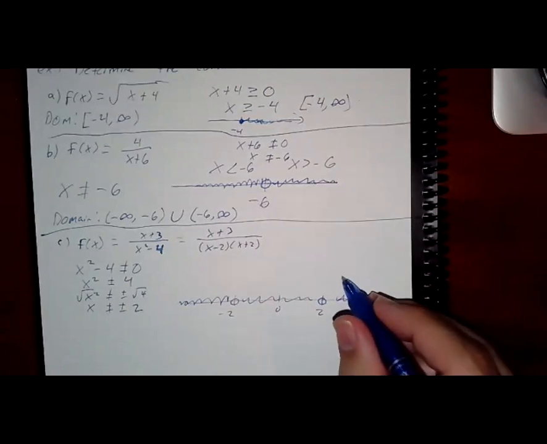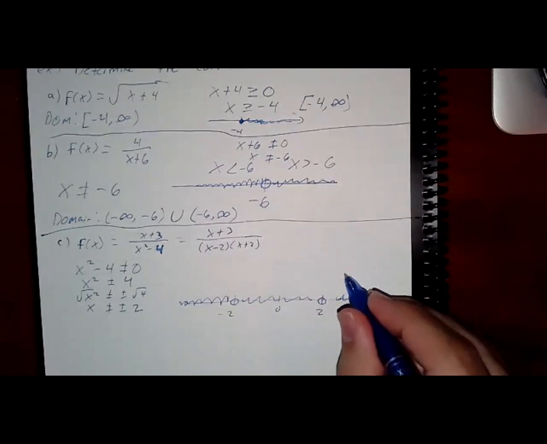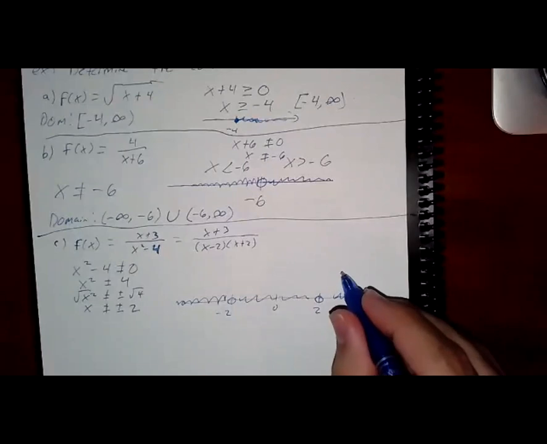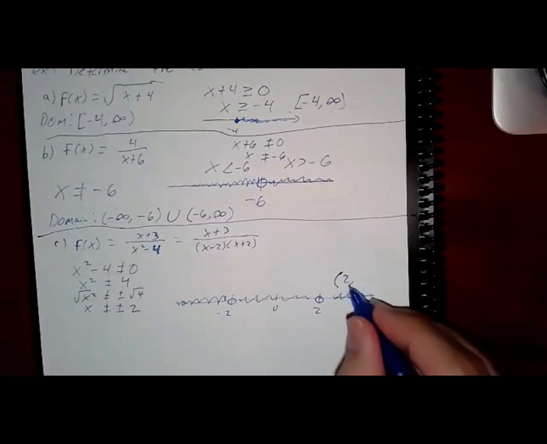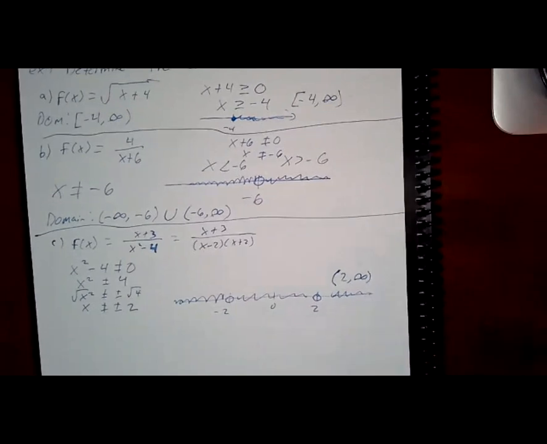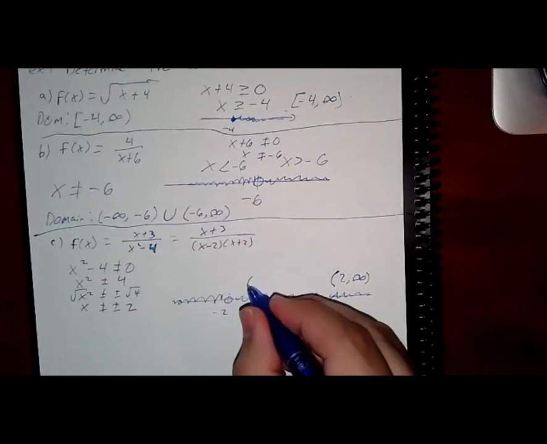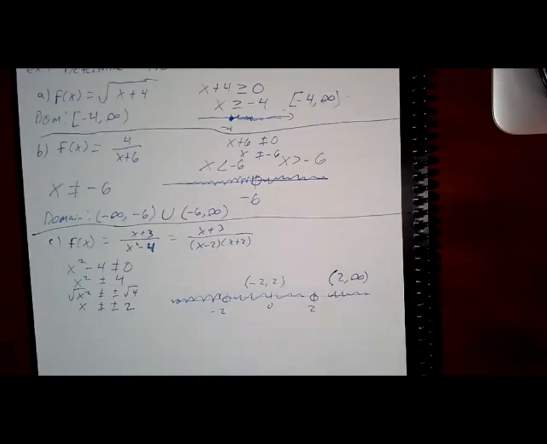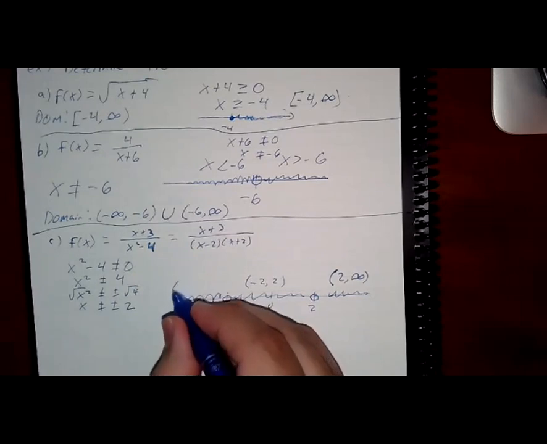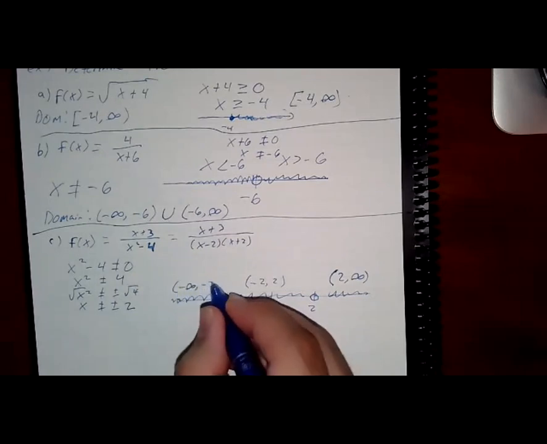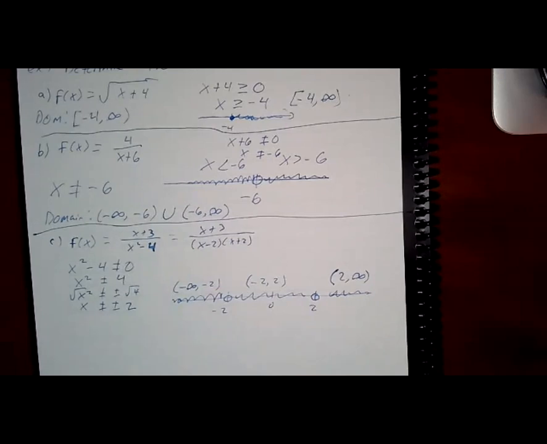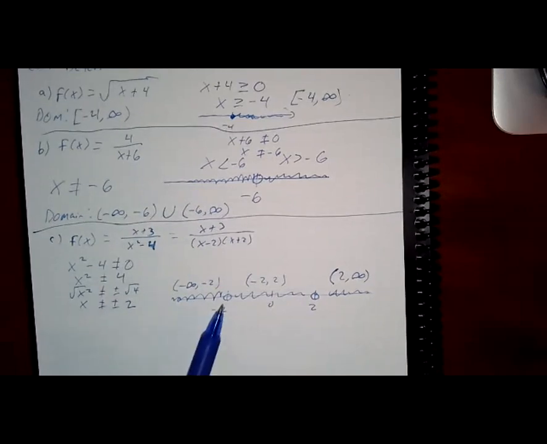So we need to write the intervals. I'm not including 2, so I have to put parentheses. Everything after 2, so 2 to infinity, right? Everything between -2 and 2, not including the endpoints, so no brackets. All the way down to -infinity up until -2. So we have 3 sections because we have 2 holes.